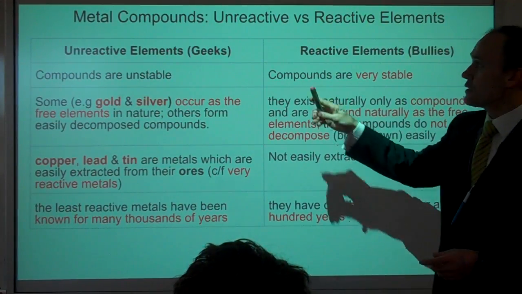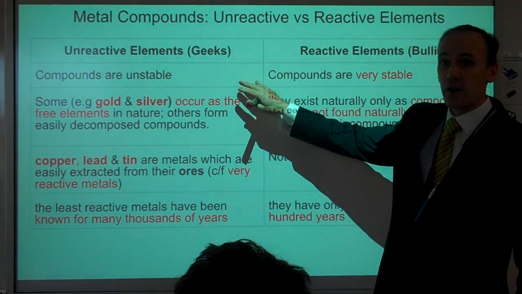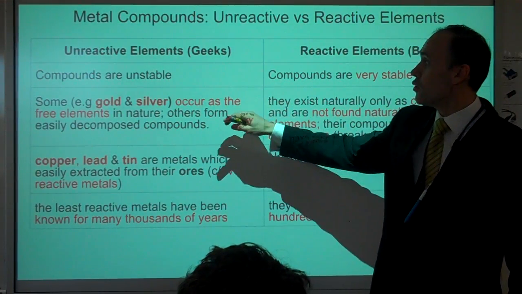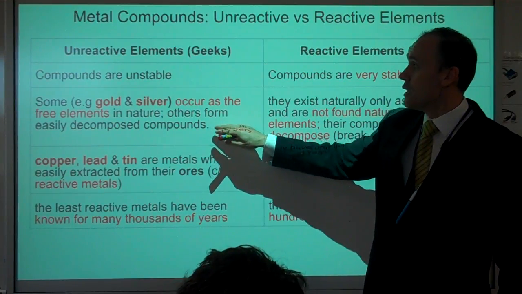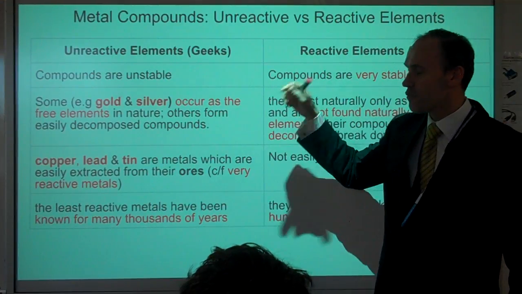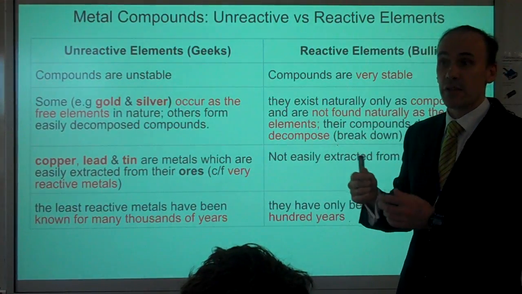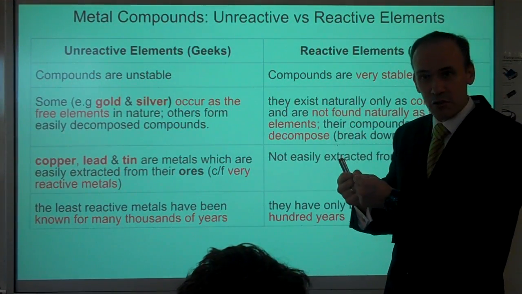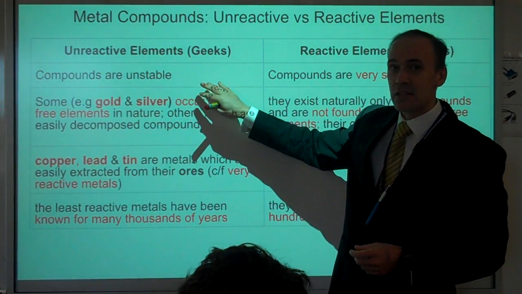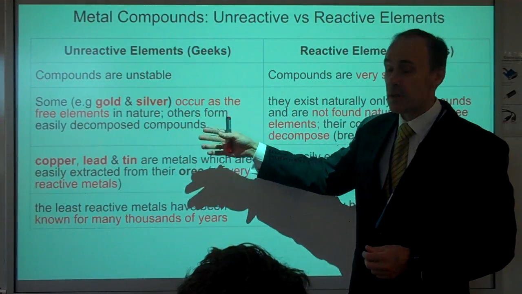Unreactive elements, the geeks if you like; reactive elements, the bullies. They form stable compounds because they don't want to react with things. Gold and silver occur as free elements in nature. Others form easily decomposed compounds. Oh, sorry, the compounds are unstable. Not thinking straight. The compounds are unstable. They don't hold on to whatever, their girlfriend if you like, very strongly. And you can flip it around if you like. So they form unstable compounds. They are easily decomposed, they are easily displaced.